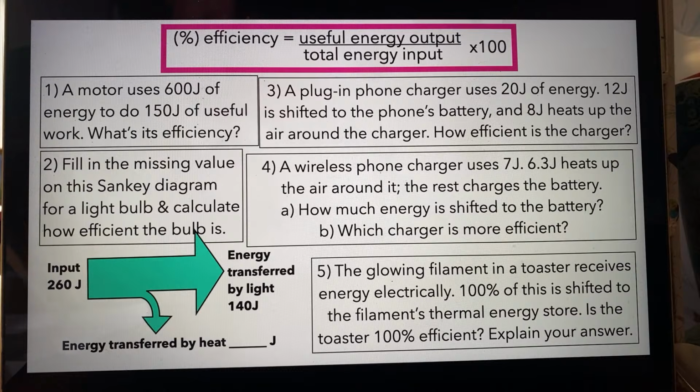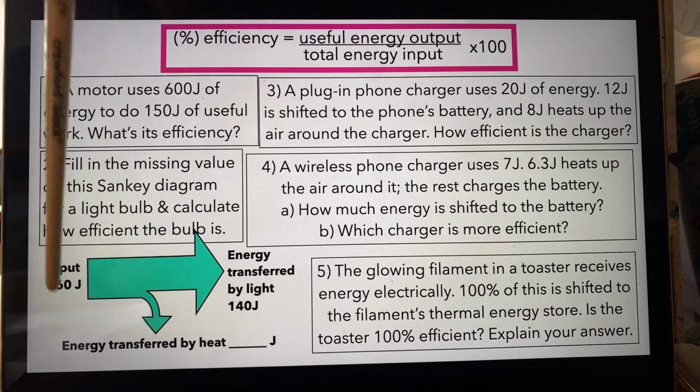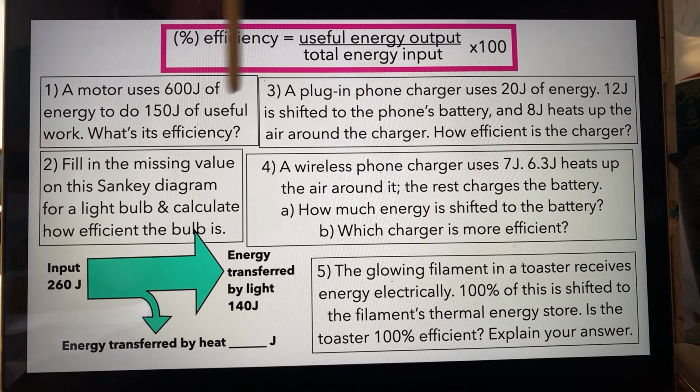Question number 2, here's a little Sankey diagram. Fill in the missing value on this Sankey diagram for a light bulb. So you've got the energy input is 260 joules. The energy transferred by light is 140 joules. And then you've got an arrow coming off the side saying energy transferred by heat, and there is a gap. So can you tell me what that gap is? How much energy is getting transferred by heat? And then once you've done that, can you calculate how efficient the bulb is? So you need to know which bit of this energy is the useful energy output, and do that divided by the total energy input and then times it by 100.